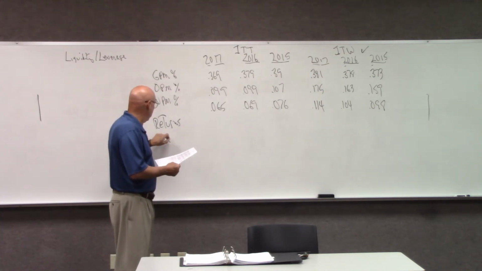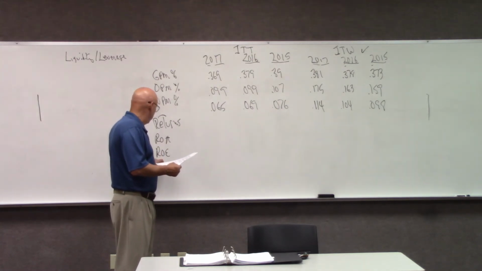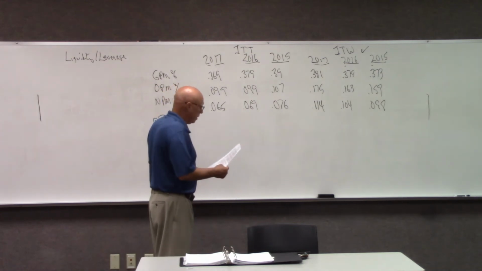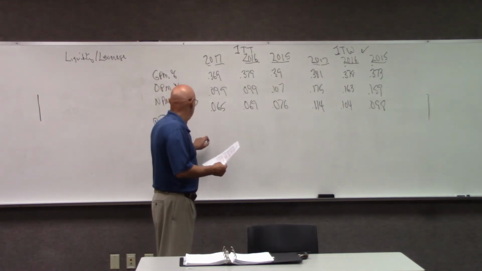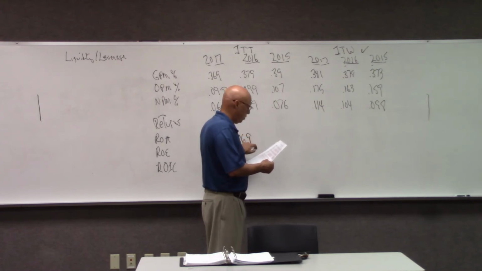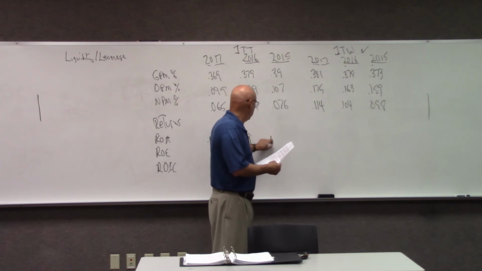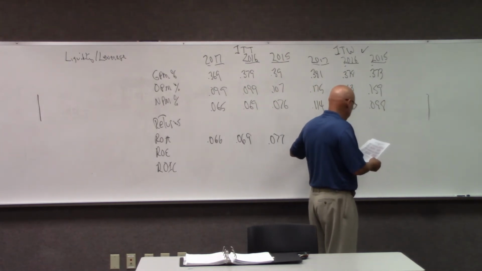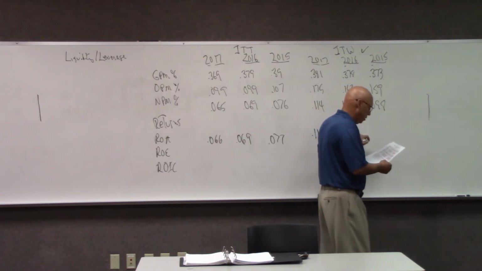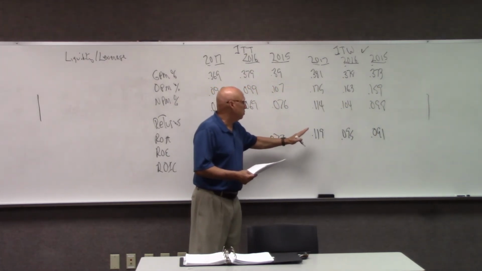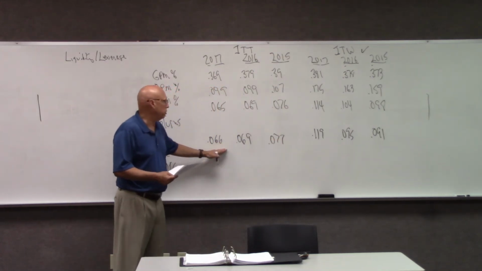So return on assets, and return on equity, and return on invested capital. We really shouldn't be on this one because we haven't gotten to it yet, actually. But okay, so we've got 0.066, 0.069, and 0.077. And we have 0.119, 0.095, and 0.091. Okay, so their return on assets is better than their return on assets.